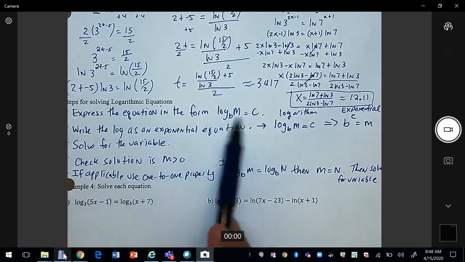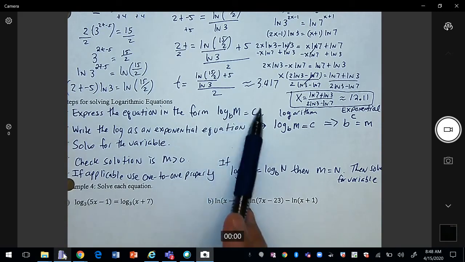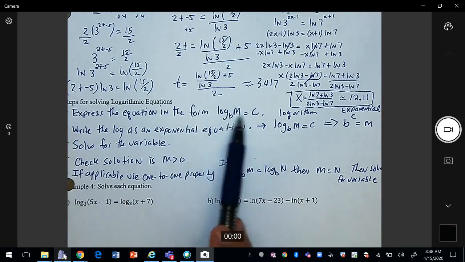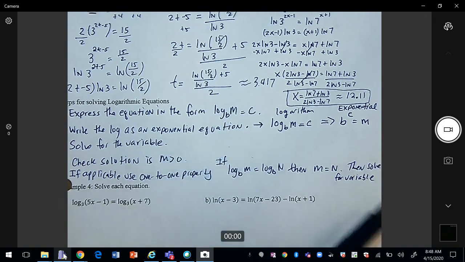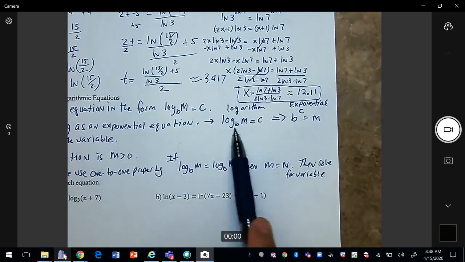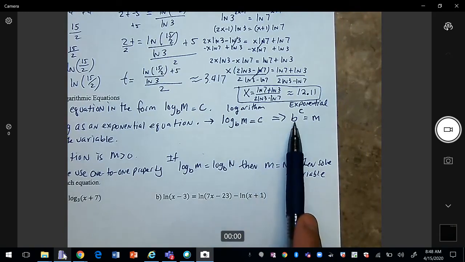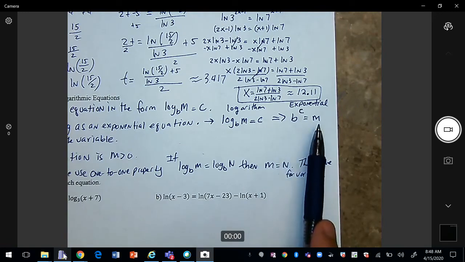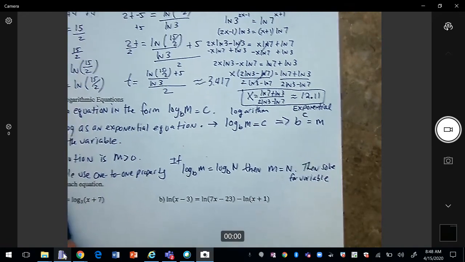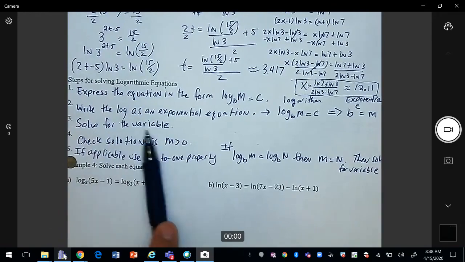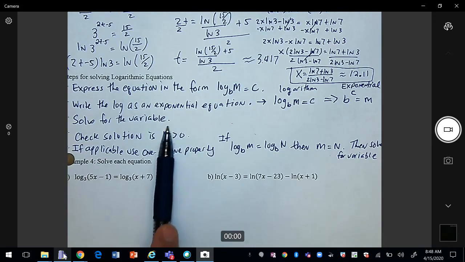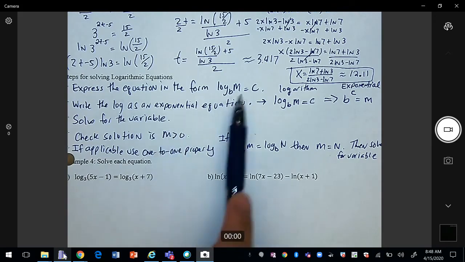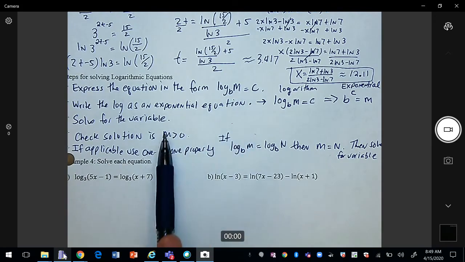If you have log base b of m equals c, we want to make sure it looks like this. Once you have it like this, then we can write it as an exponential equation. If we rewrite as exponential, it will become b raised to the power of c equals m. Once we have it that way, we can solve for the variable. And then you want to check your solution. The expression for m in here must be greater than 0 because of the domain.